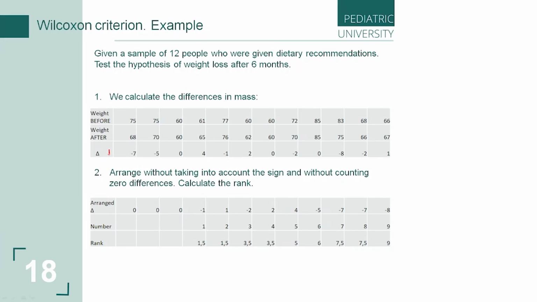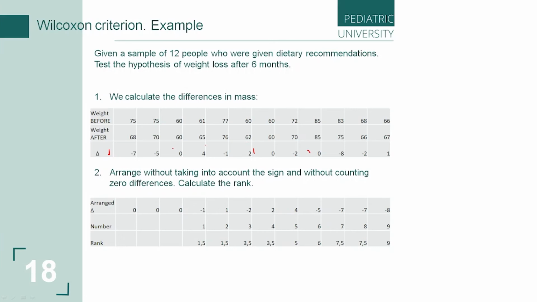Somewhere we got negative values, somewhere positive values, and somewhere we got 0. You can see here and here and here, maybe 0. Now we order these differences from minimum to maximum, but without the minus or plus sign. And after that, we should rank them. We don't take into account the 0 differences. We have 3 such values.